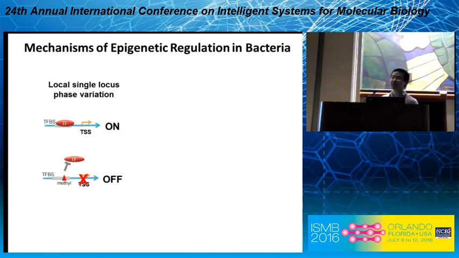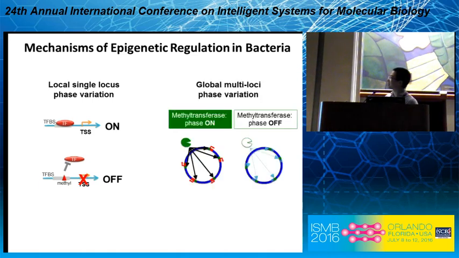But if you imagine this TF is not a TF but an inhibitor, then the same methylation can actually promote the gene expression. And there's another kind of model. This is a single locus model, but there can also be a global model where multiple genes are regulated simultaneously.